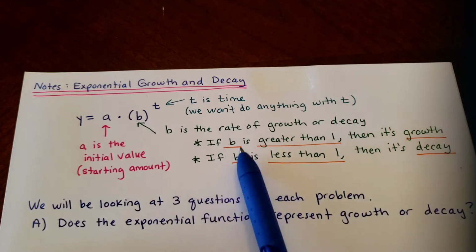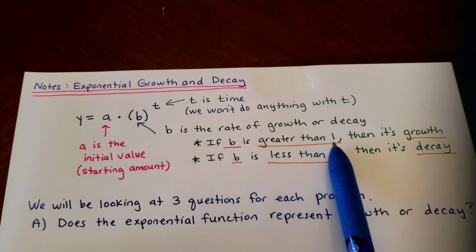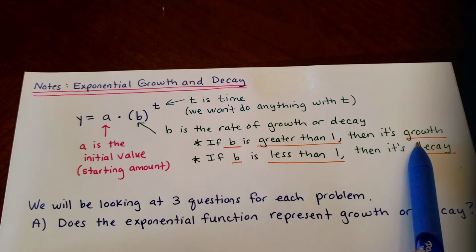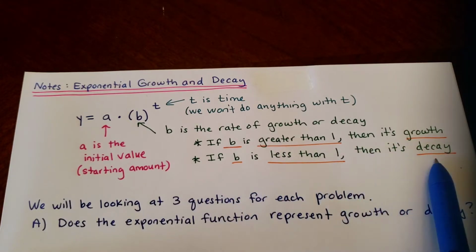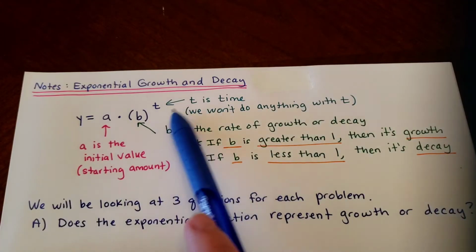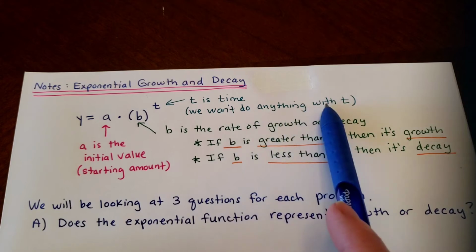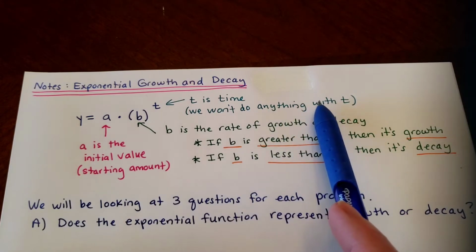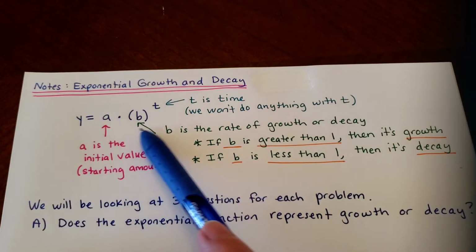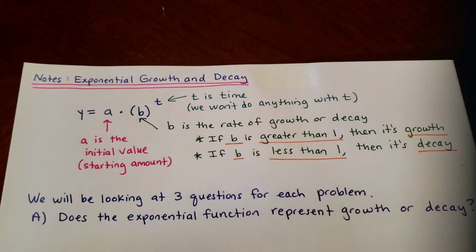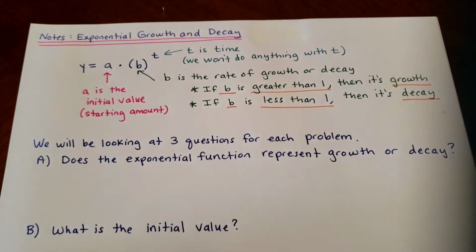It's going to depend, so if the b value is greater than 1, then it's a growth function. If the b value is less than 1, then it's a decay function. T is going to be time, but we really won't do anything with time, not on today's lesson. The lessons today are going to give you different equations in this format, and it's going to ask you 3 questions for each of your problems on homework.